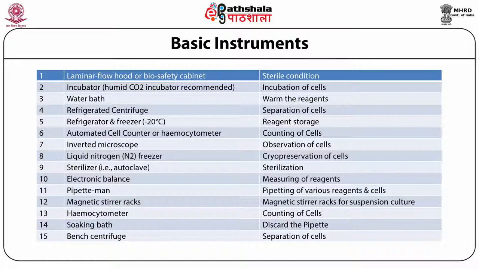Then the pipette man: there are certain procedures in which some reagent or media are added or separated out from the cells. These can be performed with the help of the pipette man. Magnetic stirrer is another basic equipment required for animal cell culture laboratories for the suspension of culture or for mixing some reagents. Also a hematocytometer for counting the cells, a soaking bath to discard the pipettes, and a bench centrifuge to separate the cells from their media. These instruments come under the category of basic instruments.